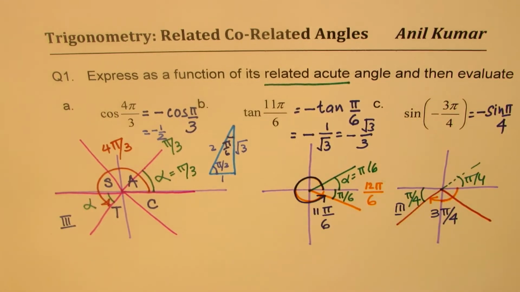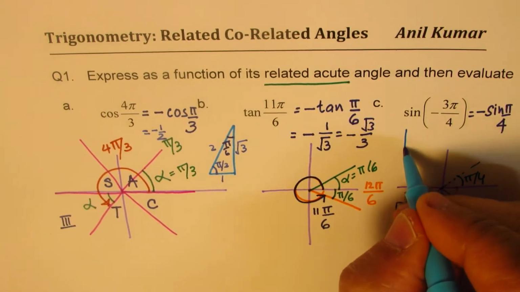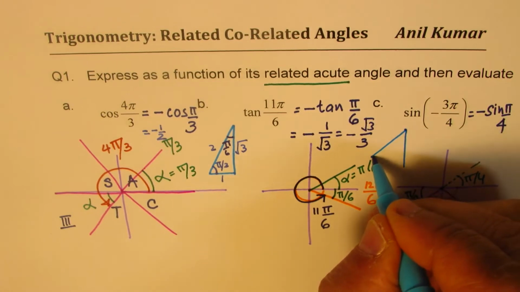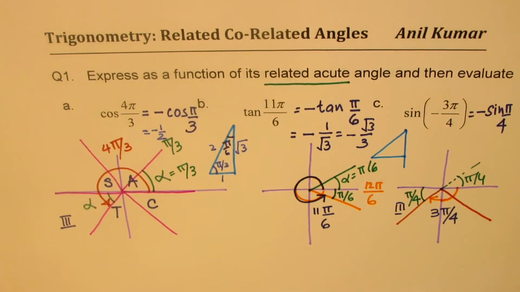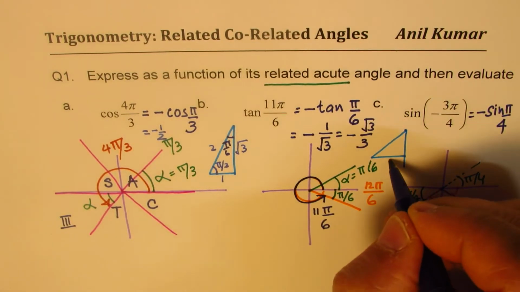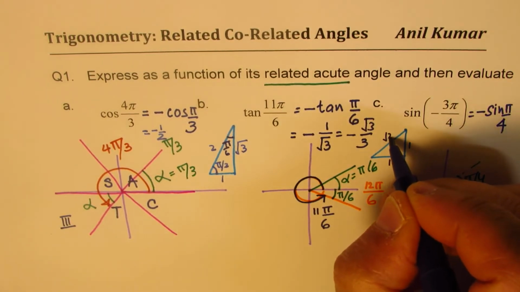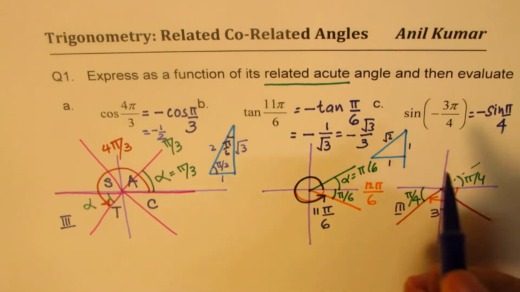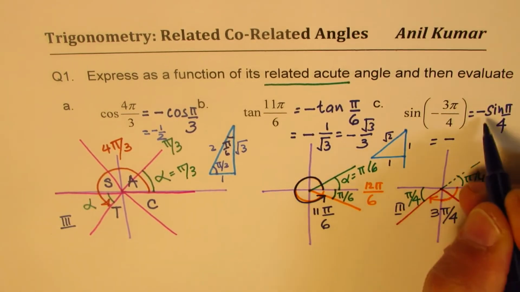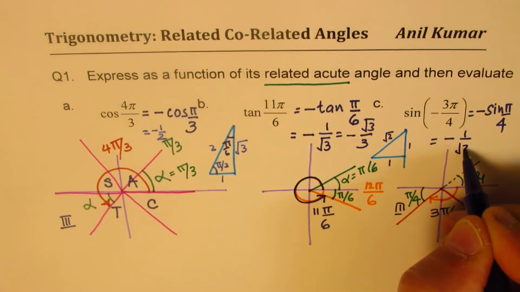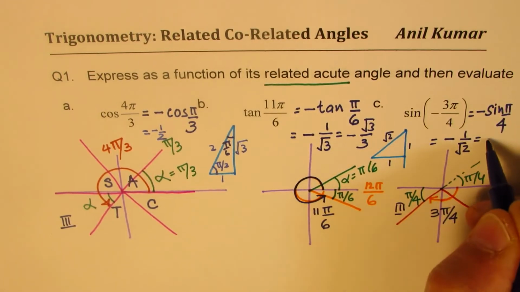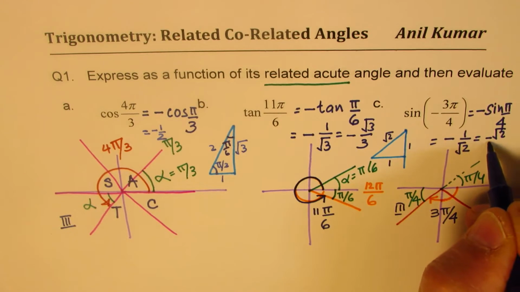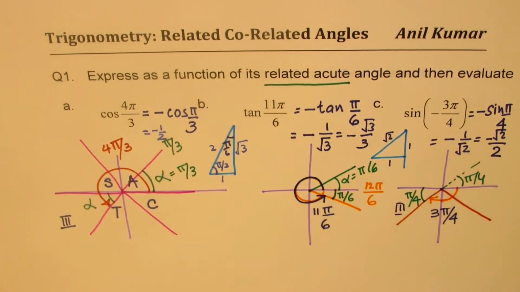Now to get that, you have to draw the special triangle which relates pi by 4, correct? So for pi by 4, you know the sides are in the same ratio 1, 1, and this is square root of 2. So for pi by 4, you get a value which is negative 1 over square root 2, which you can also rationalize and write as negative square root 2 over 2, right? So that is the result. So I hope it is absolutely clear, right?